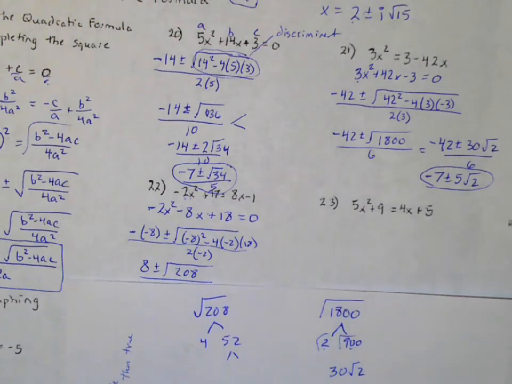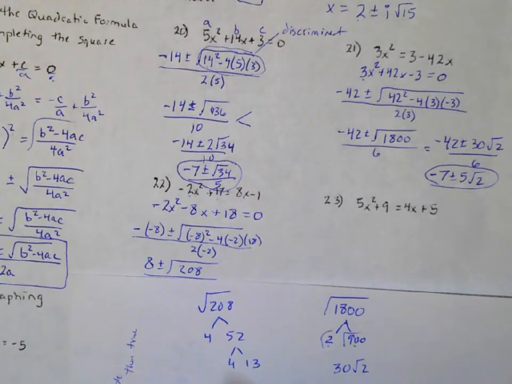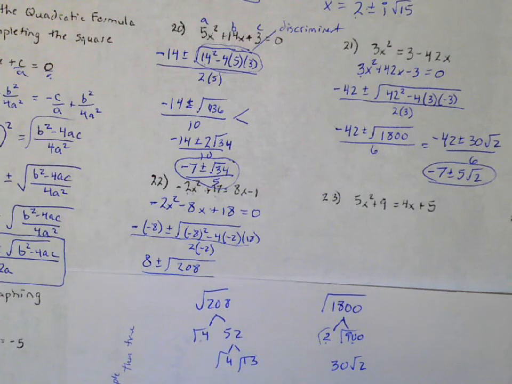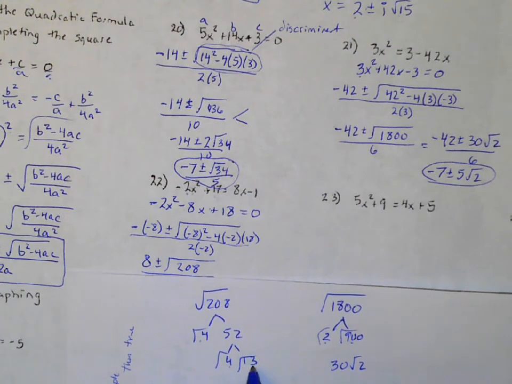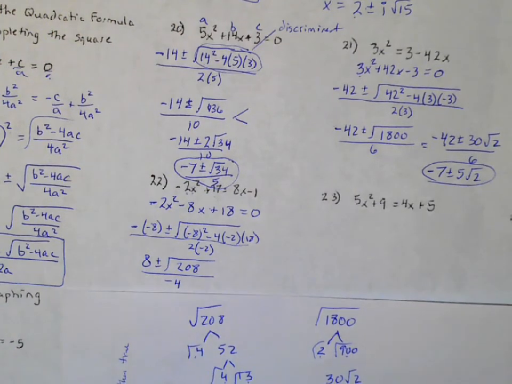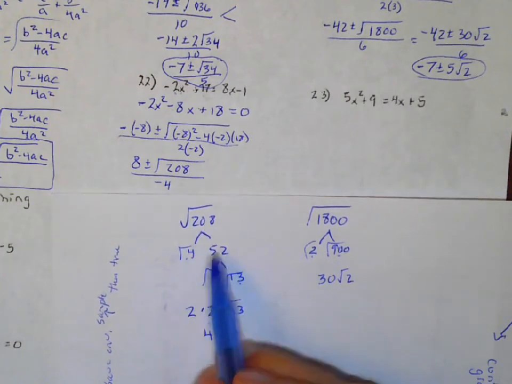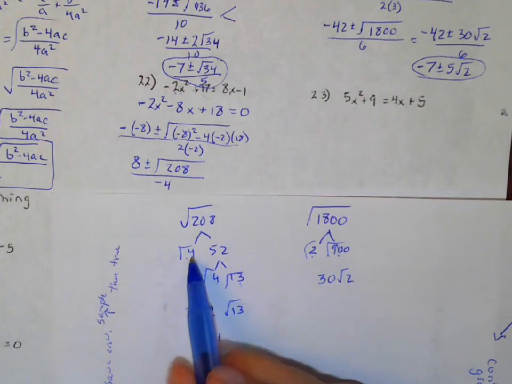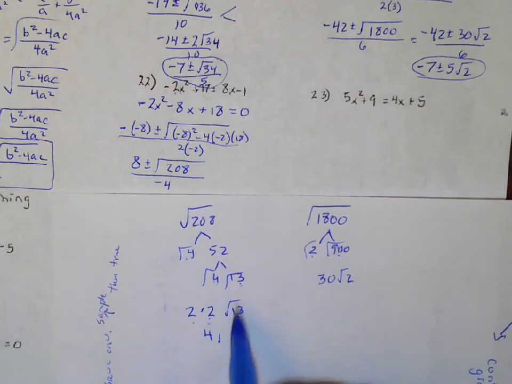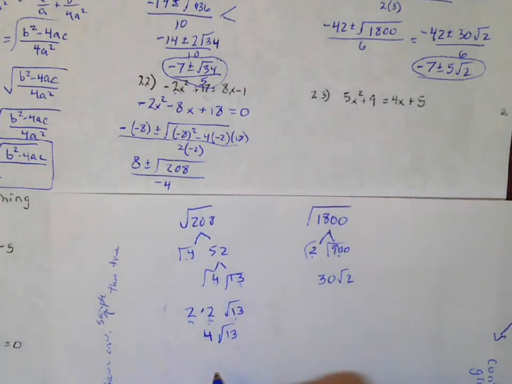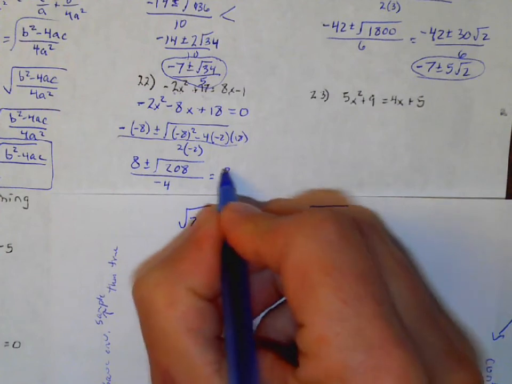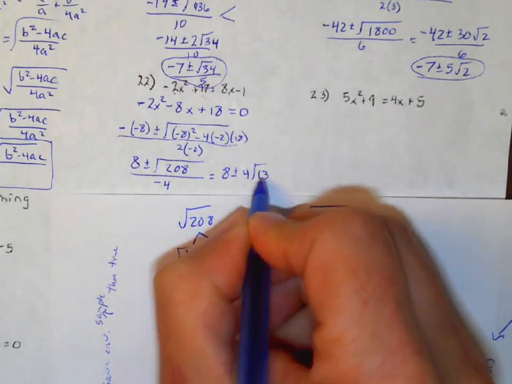Okay, I think 52 will go farther yet too, though. Yeah, 4 and 13, okay? So I have the square root of these numbers here. Square root of 4 is 2. Square root of 4 is 2. And then the square root of 13 doesn't break down any farther. So that breaks down to 4 in this and 4 in this. Square root of 4 is 2. Square root of 4 is 2. Square root of 13 does not simplify. So we have 2 times 2 is 4, square root of 13. Okay, that's a simplified form. So we have 8 plus or minus 4 square root of 13 over negative 4.